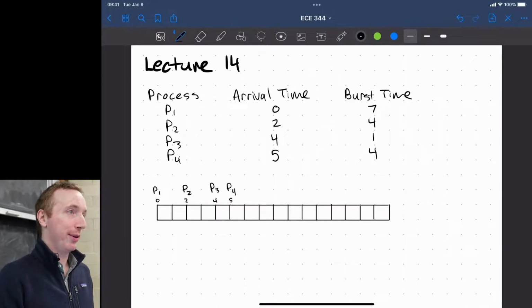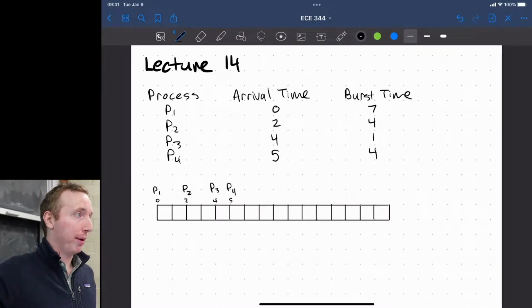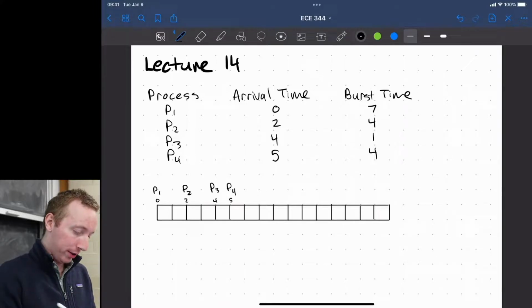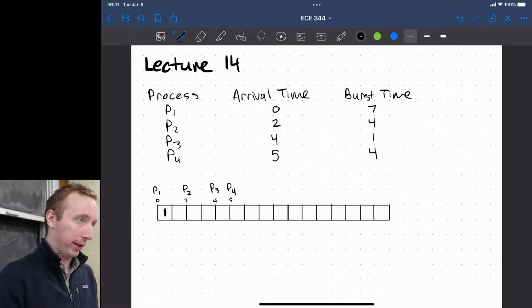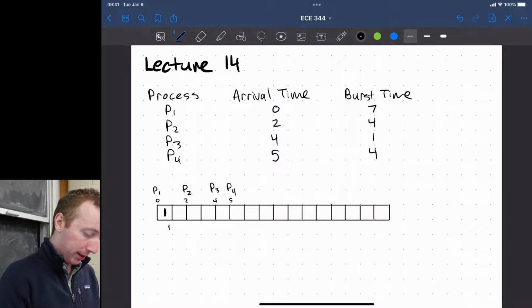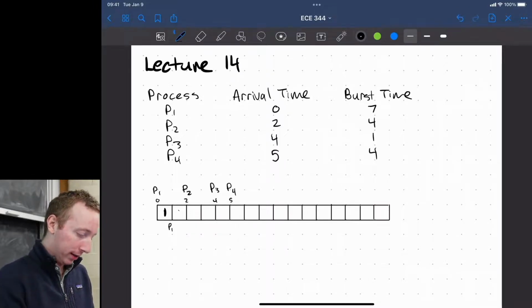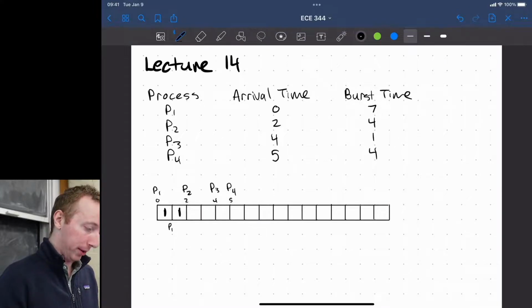So at t equals 0, there's only one process. It would just go to the front of the queue, so it would execute. Then at t equals 1, it just gets shoved to the back of the queue. So there's only one process again, so it would execute again for its 1 time unit.